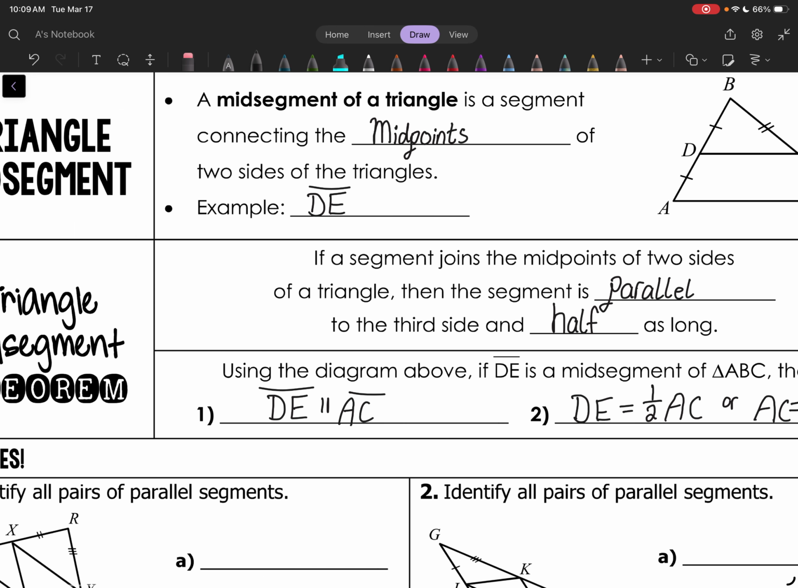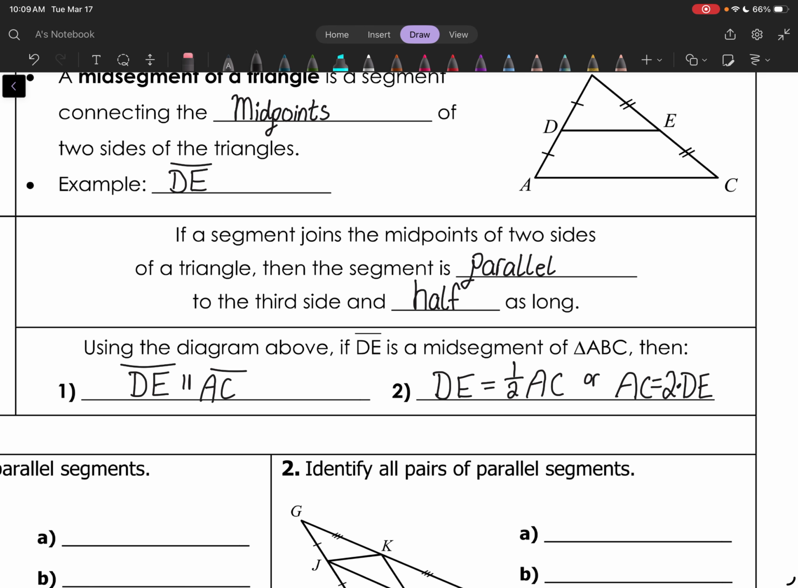If a segment, and this is the theorem, if a segment joins the midpoints of two sides of a triangle, then the segment is parallel to the third side, so DE is parallel to AC, and half as long as it.